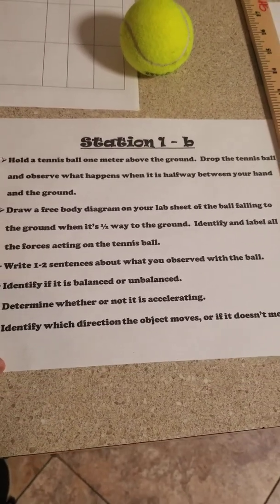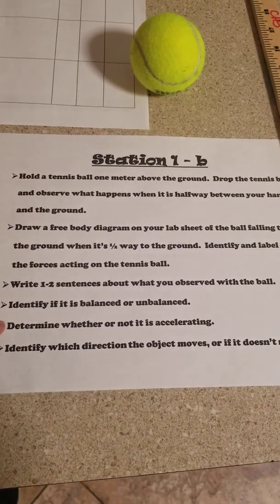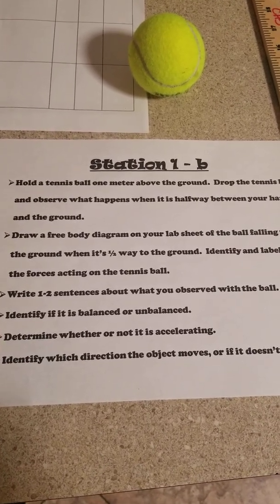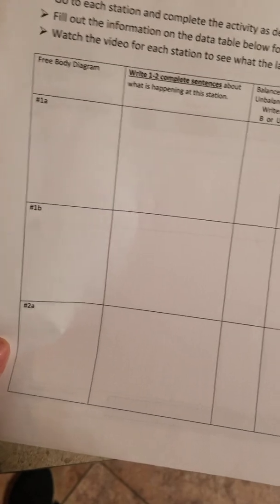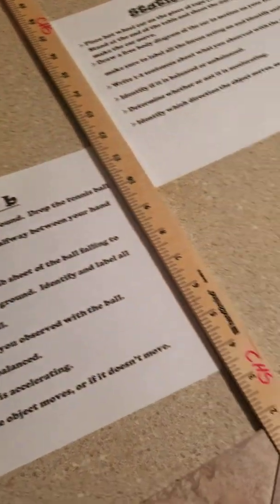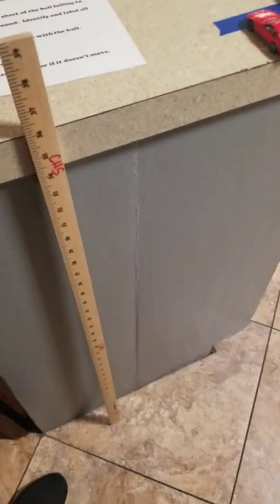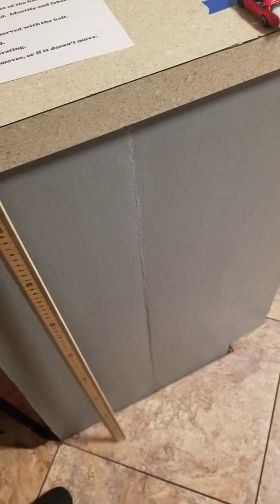Write 1 or 2 sentences that explain what's happening at this station, which is 1B, and then go ahead and identify if it's balanced or unbalanced, write whether or not it's accelerating, and then identify the direction if it is accelerating. So again, we're going to go to our lab paper on 1B. We're going to go ahead and fill out that row, okay? So here's my tennis ball, here's my meter stick. I'm going to go ahead and set up my meter stick. There's the meter side.